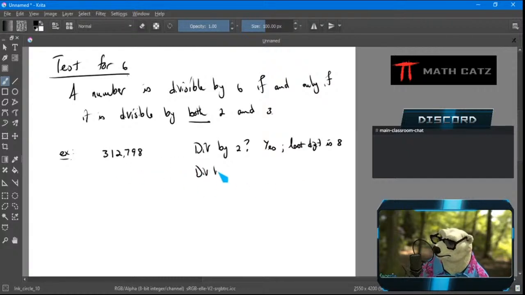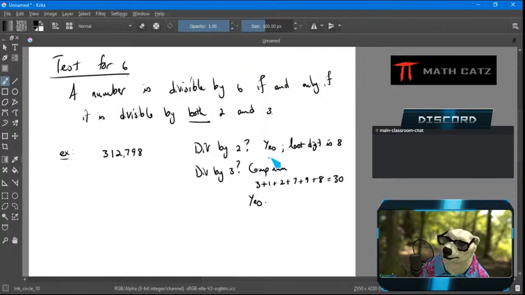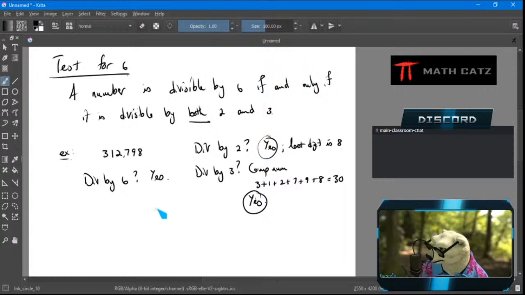Is it divisible by 3? Well, I don't know. My comparison number is the sum of all the digits. 3 plus 1 plus 2 plus 7 plus 9 plus 8. What do I get here? I get 4, 6, 13, 22, 30. Oh, wow, that's very nice. So that is a yes as well. So I get yes on both checks, and therefore it's divisible by 6 is a yes as well.